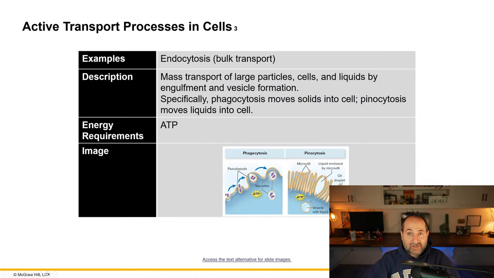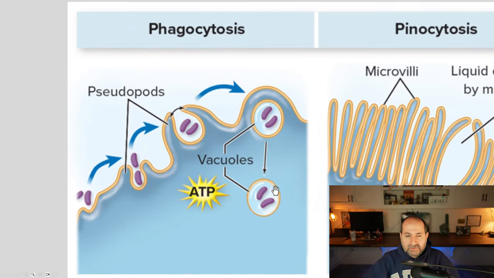Now, for the last type of transport that we're going to talk about, this is another form of active transport, but it's called bulk transport. Bulk transport, because you are bringing bulky items into the cell or you are expelling bulky items out of the cell. If you are bringing bulk into the cell, this is known as endocytosis. Endo meaning inside. There are two forms of endocytosis, and let's go over both.